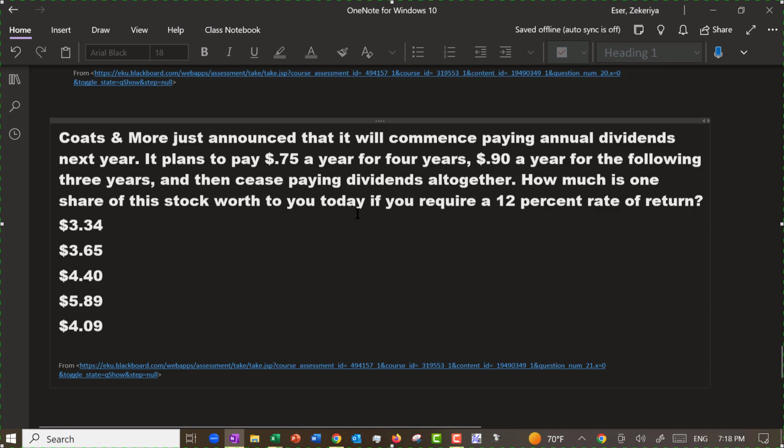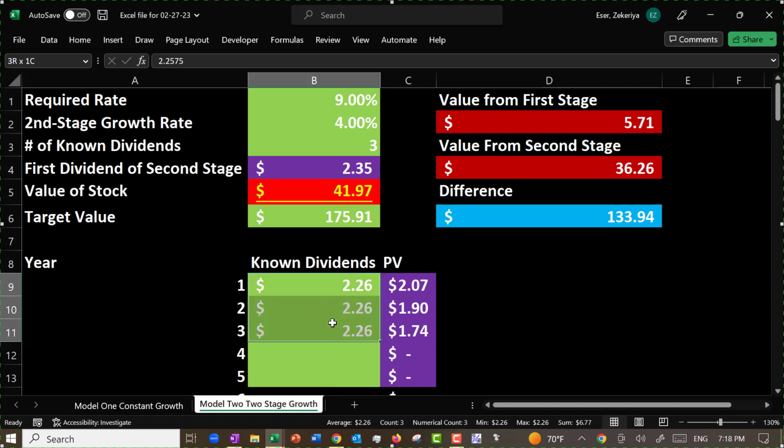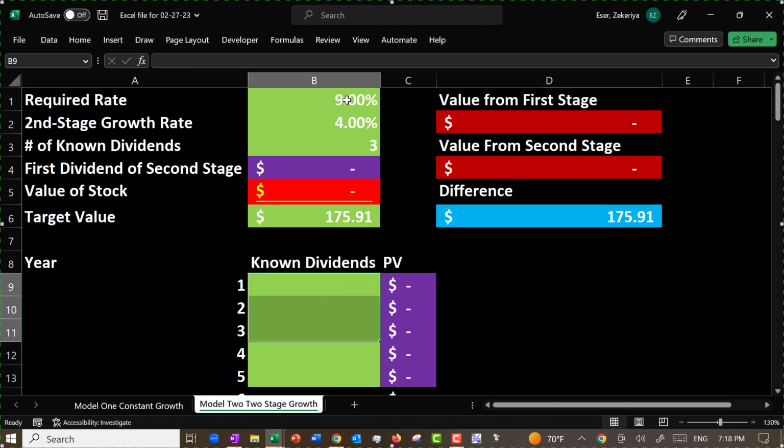We can solve this in 2 ways. We know that this firm is going to pay dividends for the next 7 years, then stop. If I get the next 7 years of dividends and get their present value, I'm done. Thankfully, we already have our setup here. Required rate of return is 12%. Technically speaking, second stage growth rate is negative 100%.